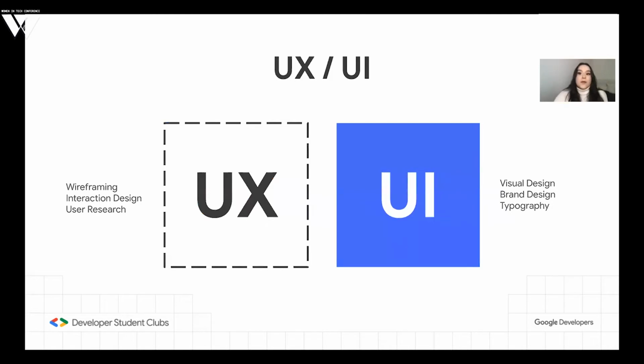Before we go any further, it's important that we understand the difference between UX and UI. UX stands for user experience. In this stage, we're trying to understand how users interact with a product. This stage involves a lot of wireframing and nothing high fidelity. When I say high fidelity, I mean no images yet. We're just trying to outline the structure of what the app or product will look like. And then we'll also do a lot of user research.